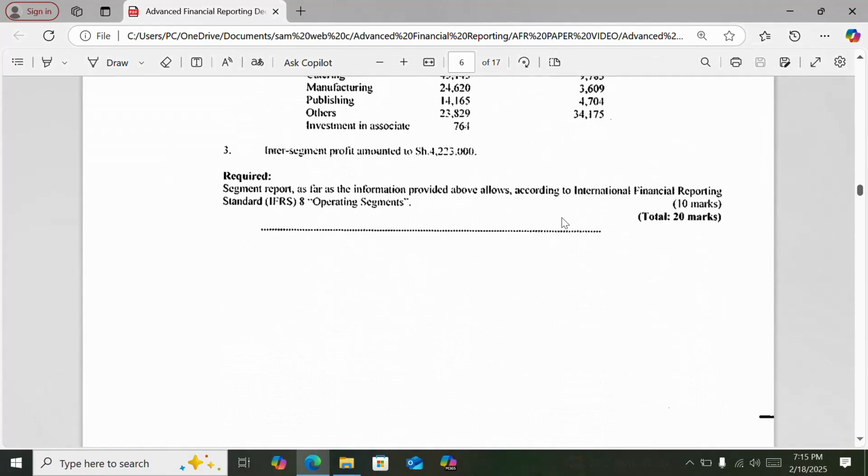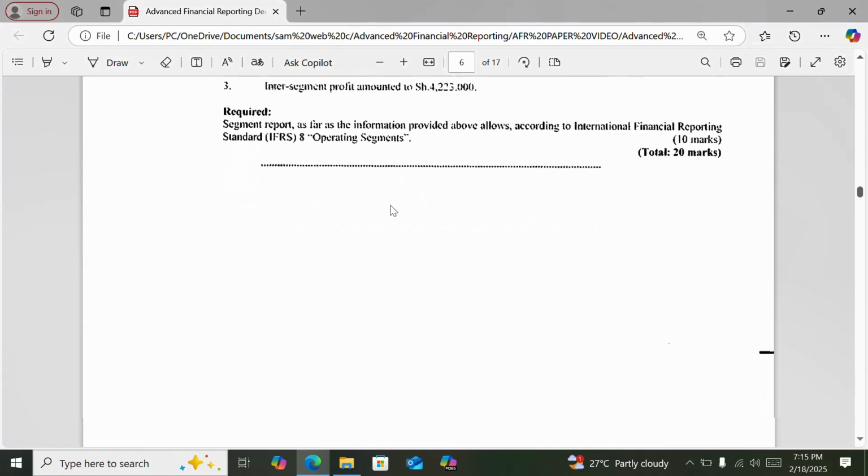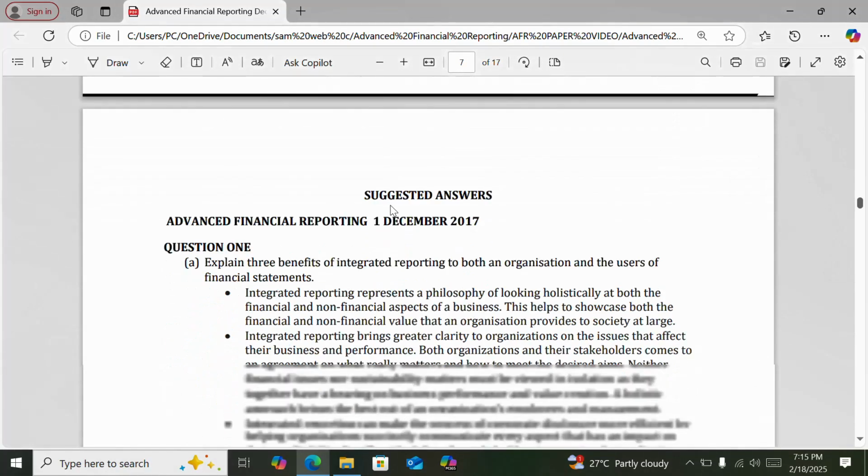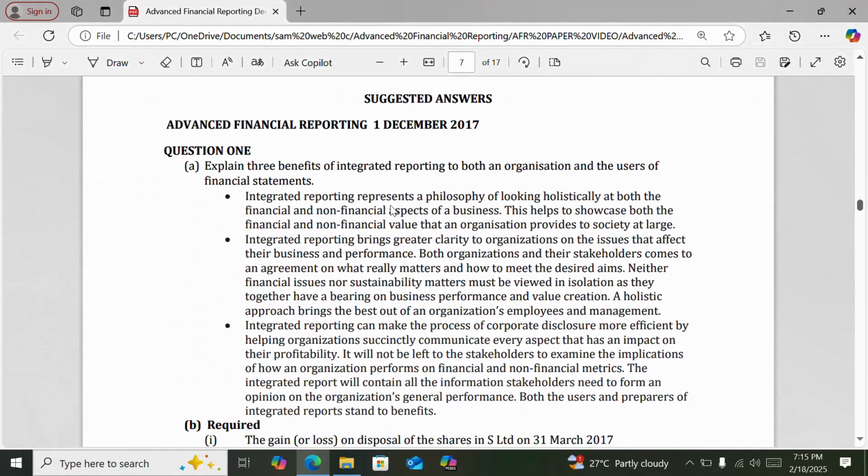Roman 2 required a segment report as far as the information provided above allows according to International Financial Reporting Standard IFRS 8 Operating Segments. Let us go to the answers. Let us quickly go to the answers.